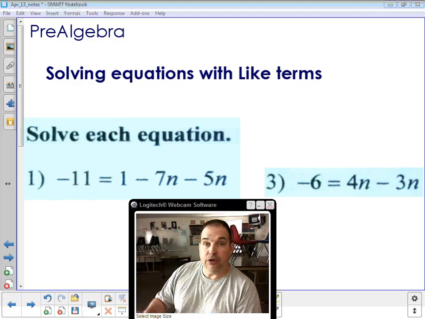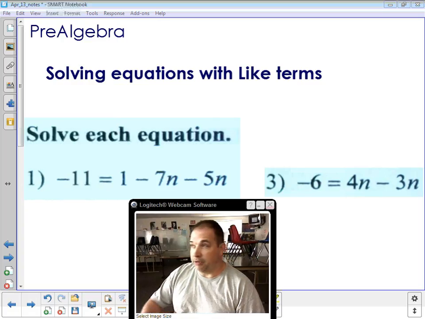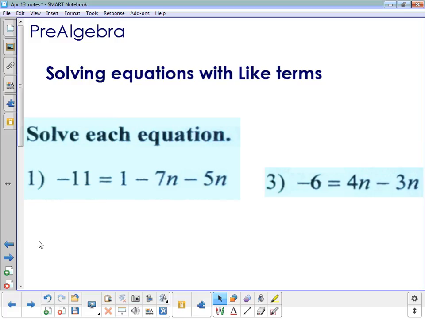So let's get on to this. We're going to solve each equation, and we're going to do that by simplifying a side first before we get into the rest of that. So let's see what that looks like. Let's look at problem one.